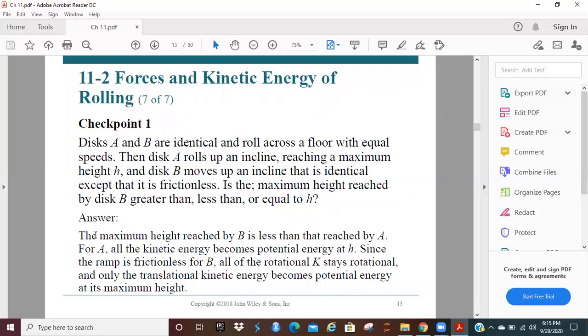In thinking about this, the maximum height reached by B is going to be less than that reached by A. For A, all of the kinetic energy becomes potential energy at h. Since the ramp is frictionless, for B, all of the rotational kinetic energy stays rotational, and only the translational kinetic energy becomes potential energy at its maximum height.